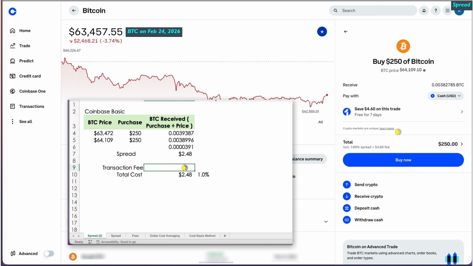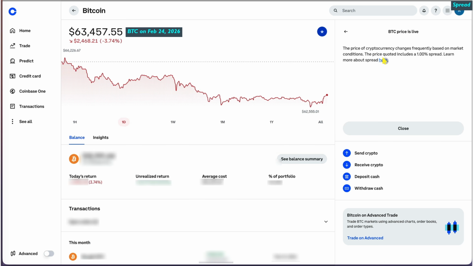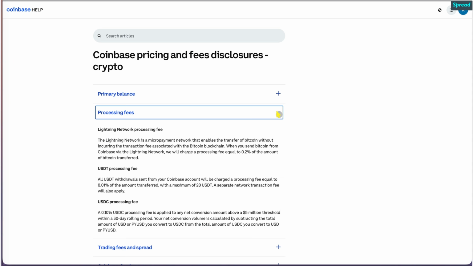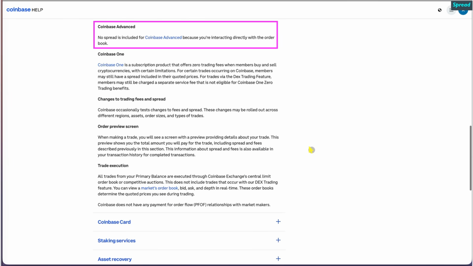On top of that though, I am also paying a transaction fee of $4.60. So in total, I am paying $7.08 in spread plus transaction fees, which is about 2.8% of my $250 investment. If you want to know more about Coinbase fees, you can find details in their help section. Now notice here that under Coinbase Advanced, it states that there is no spread fee.